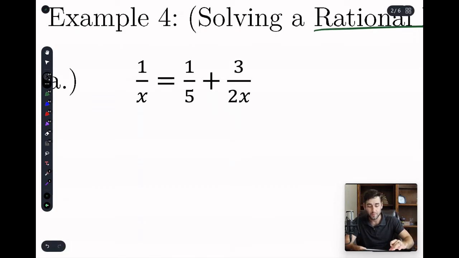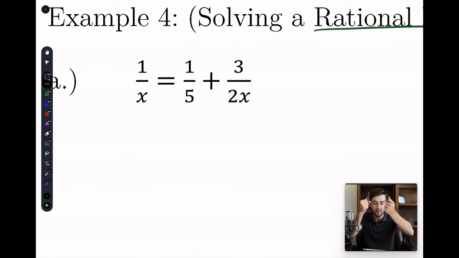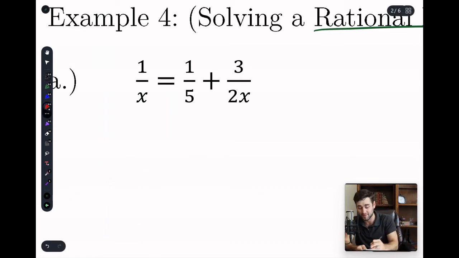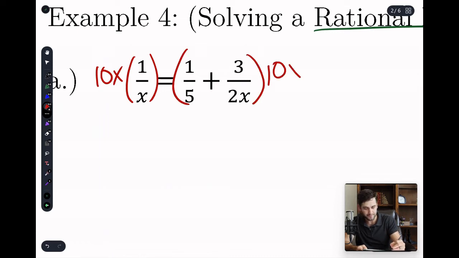So let's see. First things first, we're going to find that least common denominator, like we say. What things combine to make all these have the same denominator? Well, 5, 2, and x. Let's just see if it's super simple to combine them all together and get something like 10x. Because 5 times 2 is 10. Add the x in there, you're left with 10x. Let's just see what happens. So we're going to multiply both sides by 10x.